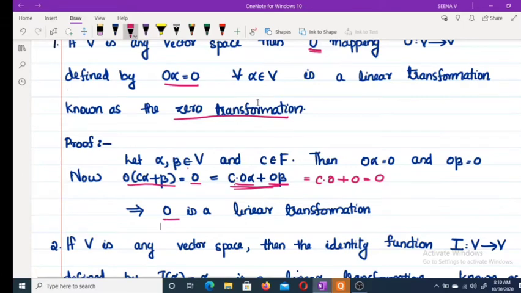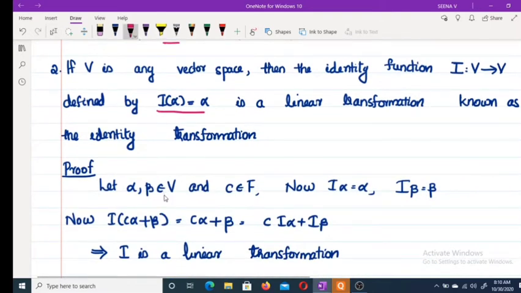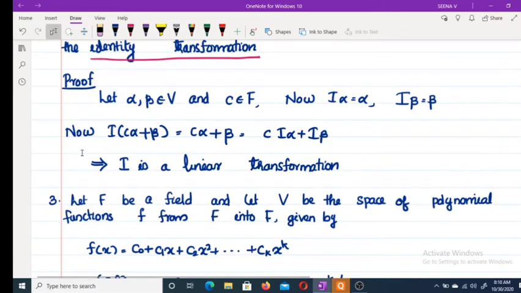Next is the identity transformation. Let V be any vector space. Then the identity function I from V to V, defined by I of alpha equal to alpha, is a linear transformation and it is known as the identity transformation. For this, let alpha, beta belong to V. Now what is I alpha? I alpha is equal to alpha and I beta is equal to beta.